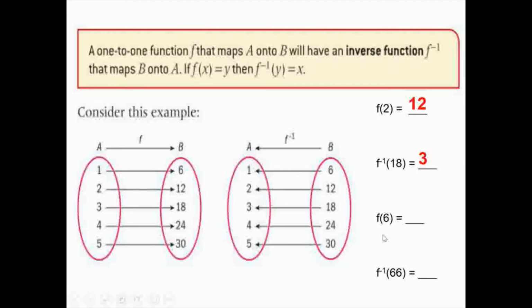Okay, f of 6. F of 6, well, it's not on here, but we can see a pattern here. 1 leads to 6, 2 to 12, 3 to 18. We're just multiplying by 6 every time. So that means f of 6 would be 36. And now f inverse of 66. So if you went backwards, imagine you have the outputs. The 66 one will produce some input. What will it be? Well, if you try to follow this all the way to 66, and you remember the relationship is times 6, then this is divided by 6 going backwards, so it must be 11. 66 divided by 6 will be 11.